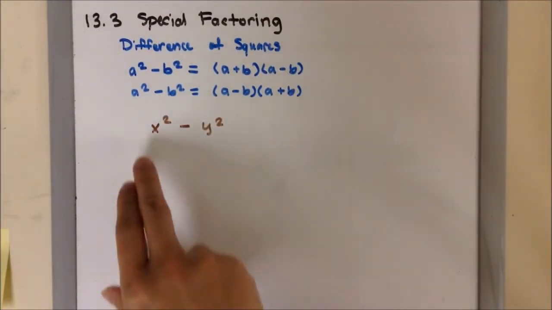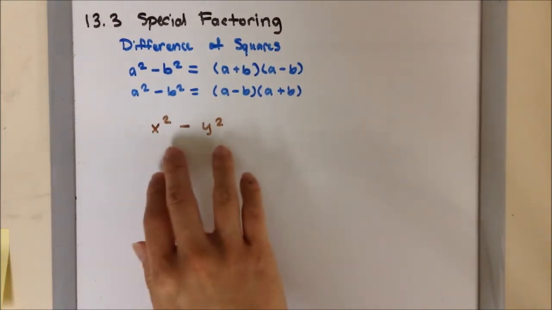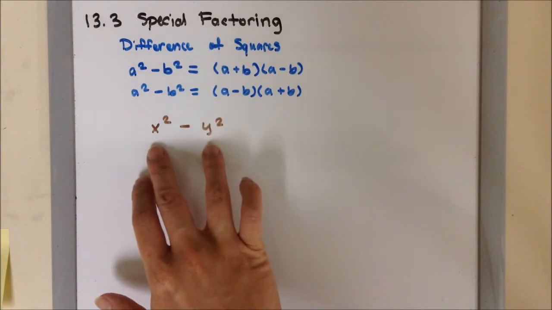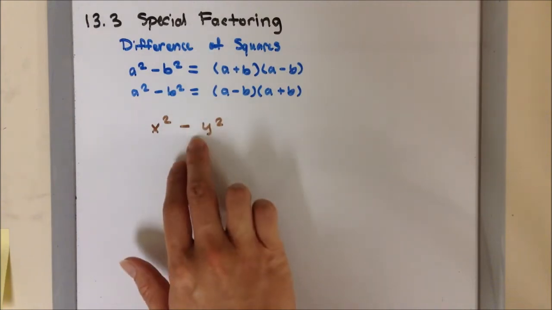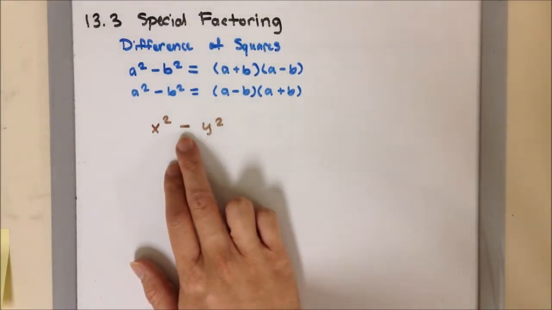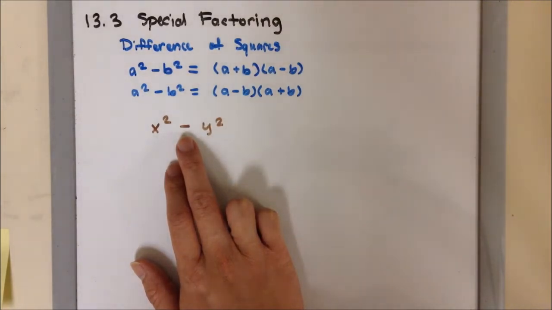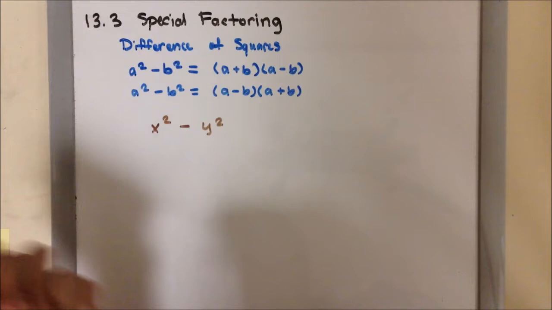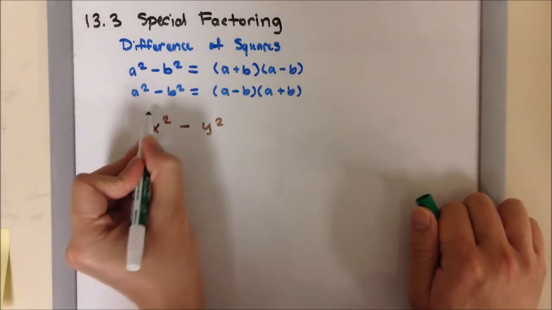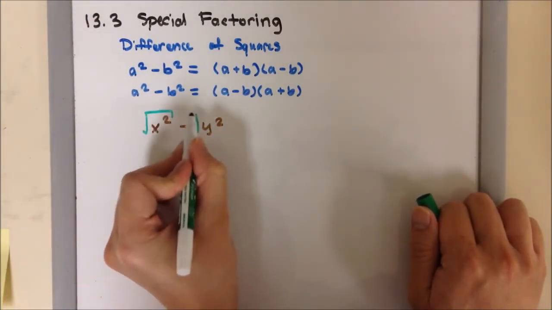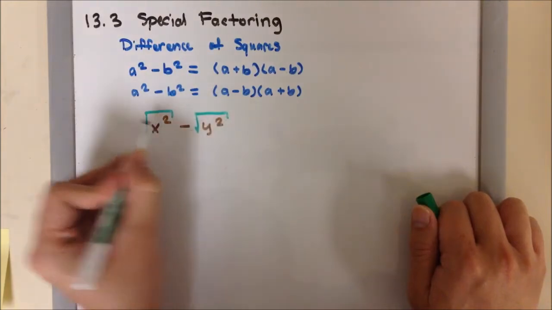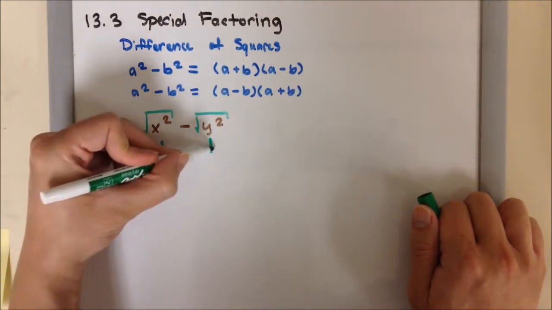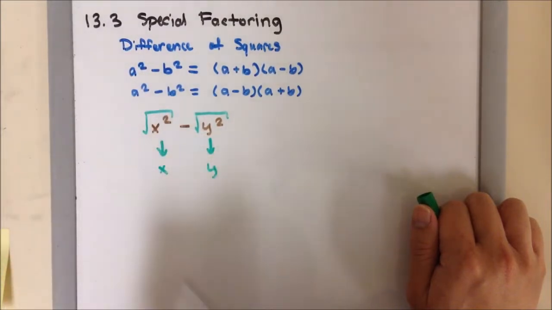In the first example, we have x squared minus y squared, so two variables. Now they both have squares, so that means that they are perfect squares with a minus in the middle. So if that's the case, then we notice that this is indeed a difference of squares. So what I'm going to do is I'm going to do the square root of the first term and then the square root of the second term. The square root of x squared is x, and then the square root of y squared is y.